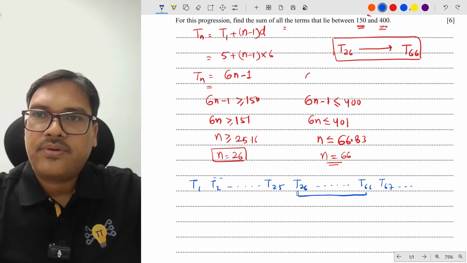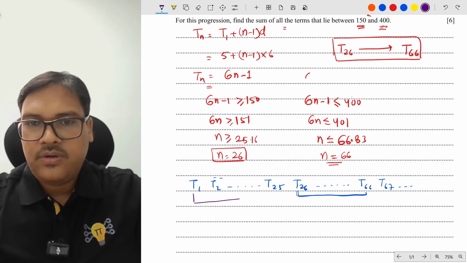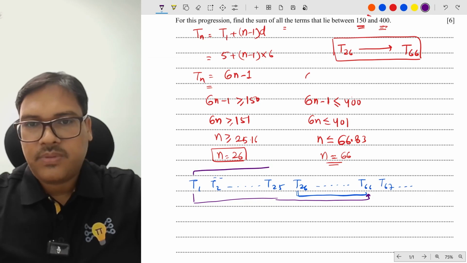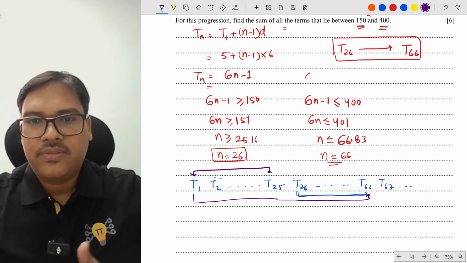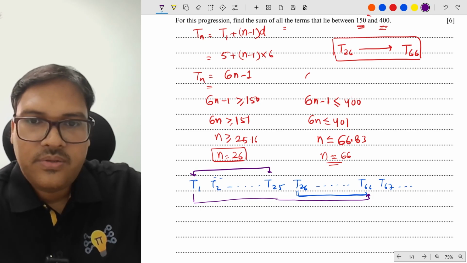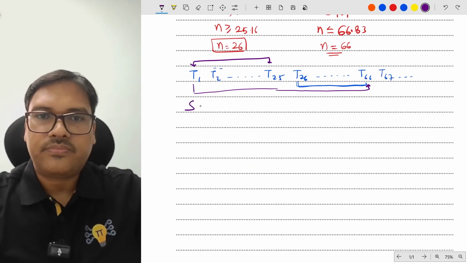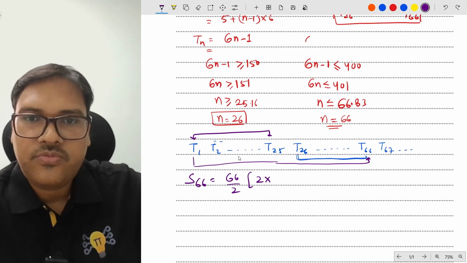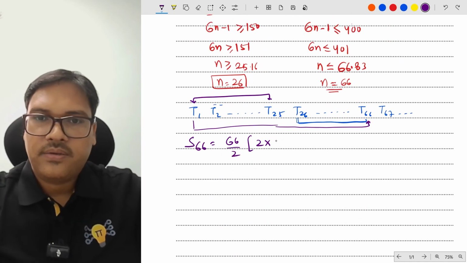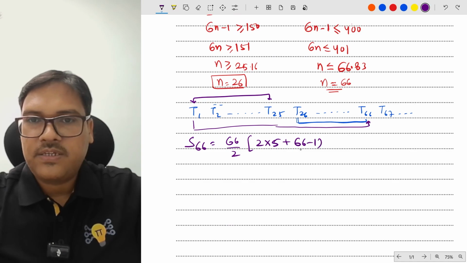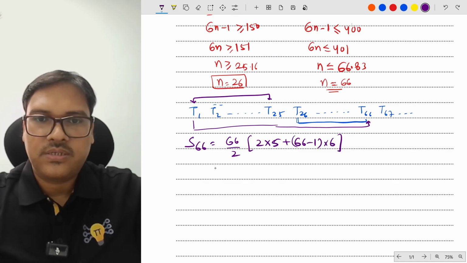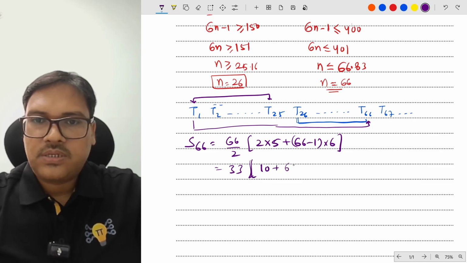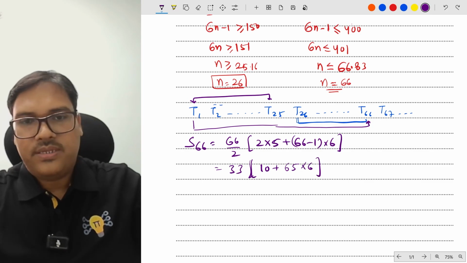So I will find the sum from T1 to T66, and from this I will subtract this. That will give you the sum of the remaining terms. So what is the sum of 66 terms? This is 66 by 2, 2a. The first term is 5. 2a plus 66, n minus 1, into common difference 6. So this is 33, this is 10, and this is 65 into 6.